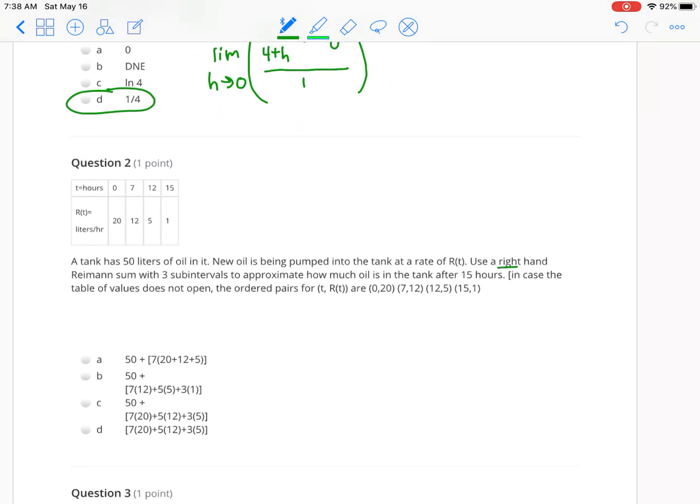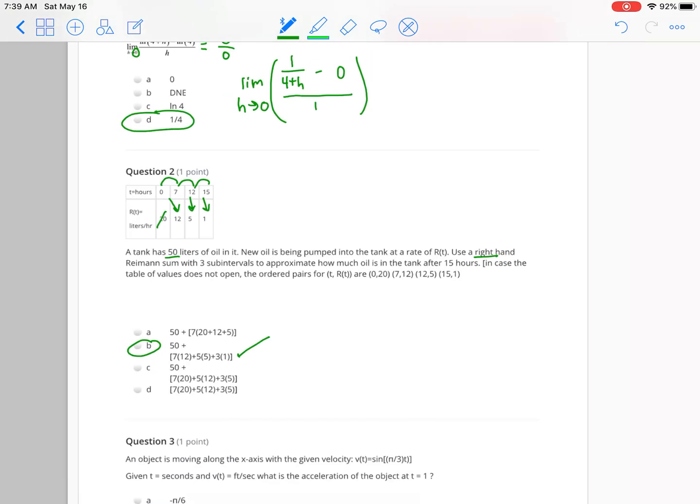Here we were doing right-hand sums. So remember, if you're doing a right-hand sum, you're dropping the first item. And so you're doing a distance of 7 with a height of 12, a distance of 5 with a height of 5, and a distance of 3 with a height of 1. And you can't forget that you did start with 50 liters. So it should be 7 times 12, 5 times 5. Right? So that would be B in my case.